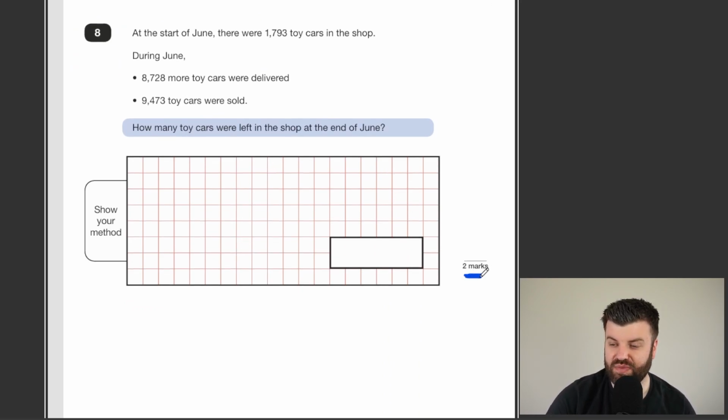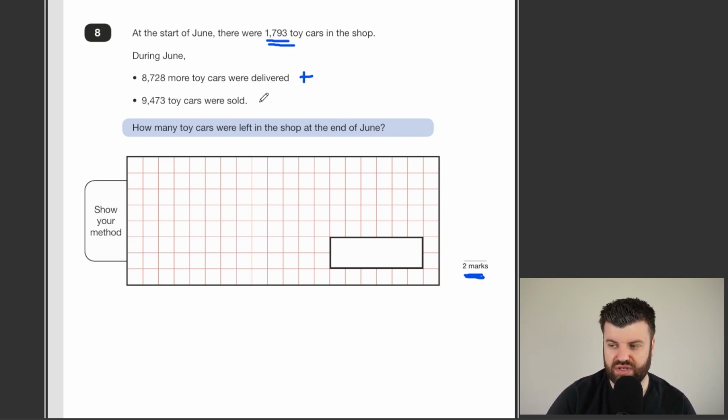Question 8, this is a 2-mark question, so we know we're going to have multiple steps here. At the start of June, there were 1,793 toy cars in the shop. During June, 8,728 more toy cars were delivered. So we should be thinking straight away, that's adding to the amount of cars we have. So we know that's addition. I'm just going to make a little note of that.